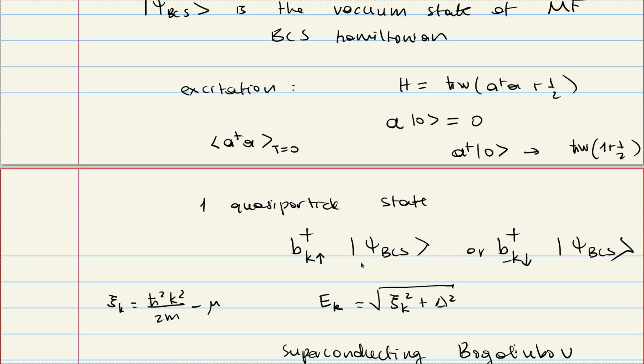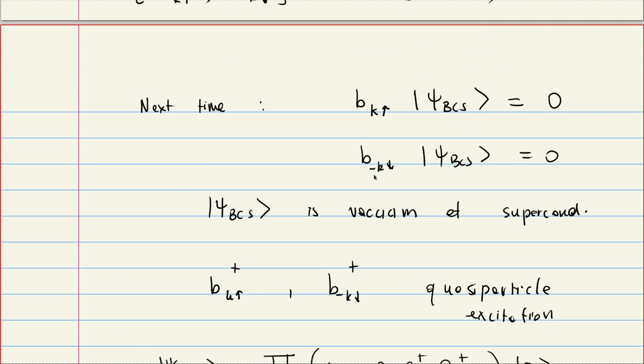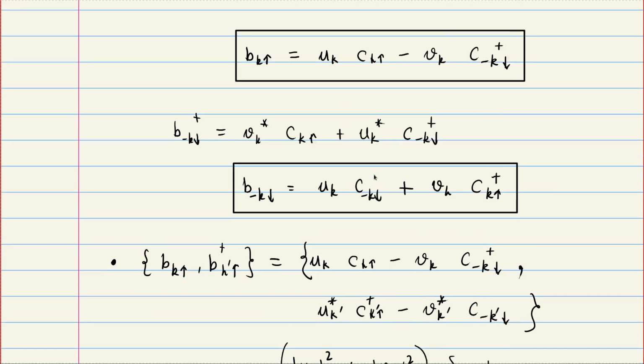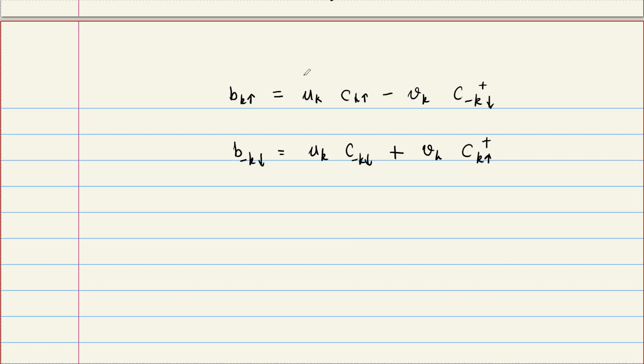So I want to go back to these B's and B daggers again. Let me copy the whole thing. So you can see, the B up and B down, these are Bogoliubov quasi-particles. They are written in terms of C and C dagger. And if you look at this piece, this is the electron-like piece, the electron-like contribution in quasi-particles.